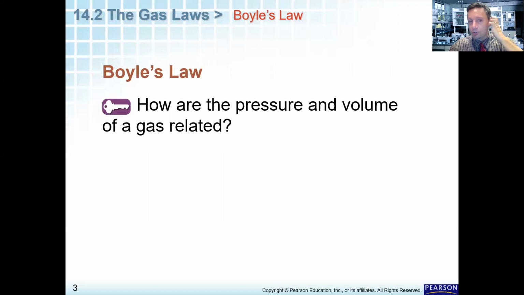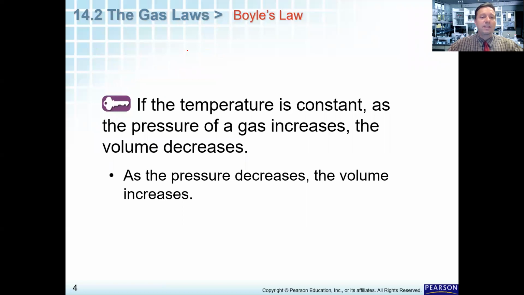So Boyle's Law. Please, in your notes, Boyle's Law, that's really important. We're going to talk about a graph. You need to know graphs. So we're going to talk about graphs of Boyle's Law, Charles' Law, Gay-Lussac's Law. So there's quite a few laws we're going to talk about. How are the pressure and volume of a gas related? That's our key concept from Boyle's Law. So key, if the temperature is constant, as the pressure of a gas increases, the volume decreases.